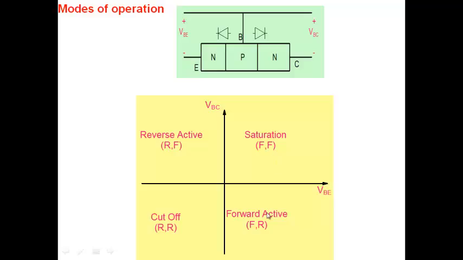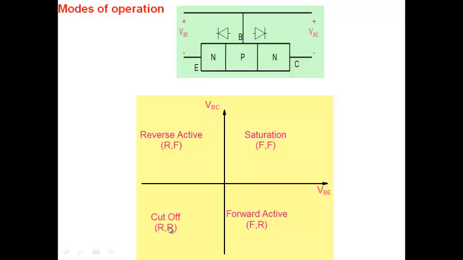The other one that we just studied is the fourth quadrant. The base-emitter junction is forward biased and the base-collector junction is reverse biased. So that's forward and reverse, which is called forward active. And the opposite of it is where the base-emitter junction is reverse biased and the base-collector junction is forward biased. We call that the reverse active.